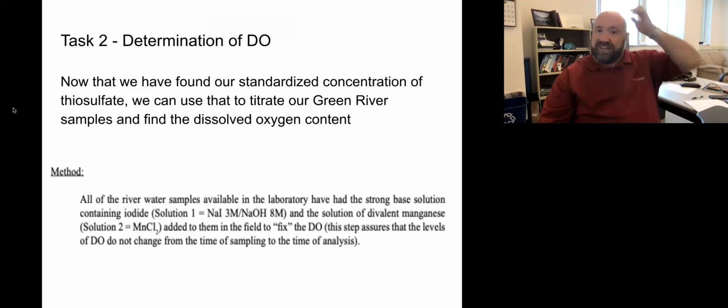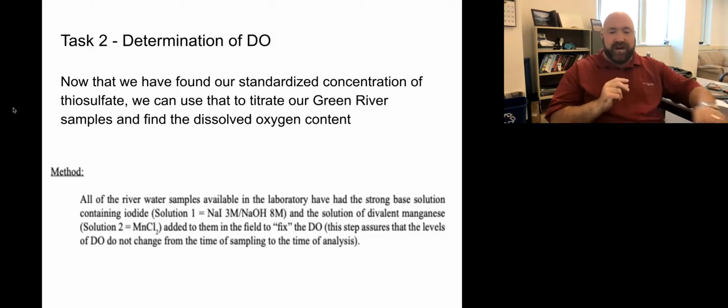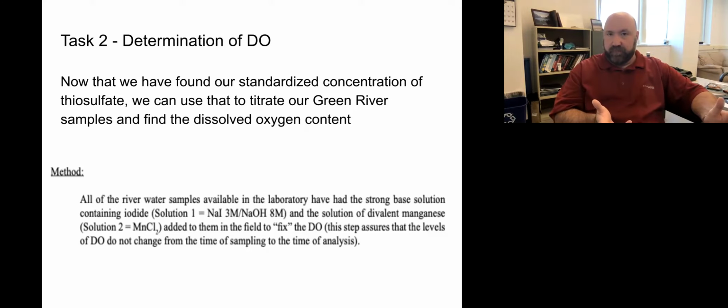Okay, so here we are at Task 2. So remember, the whole idea last week was to find your standardized concentration of your thiosulfate solution. Now that we know that precise concentration, we're ready to use that to titrate the Green River samples and find the actual dissolved oxygen content. This is taken right out of your methods.